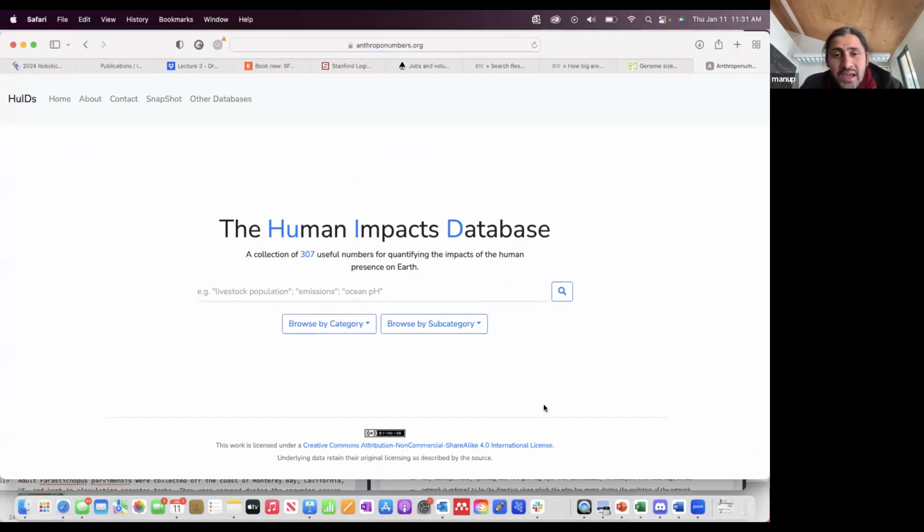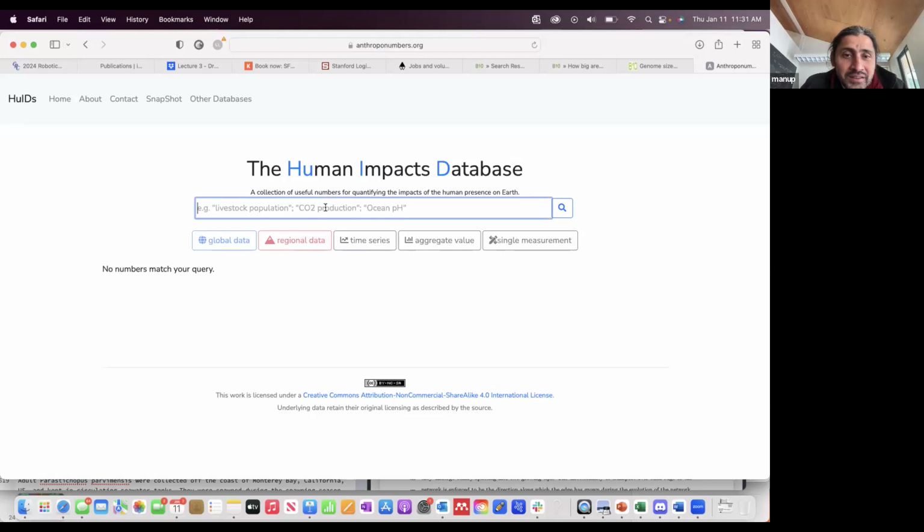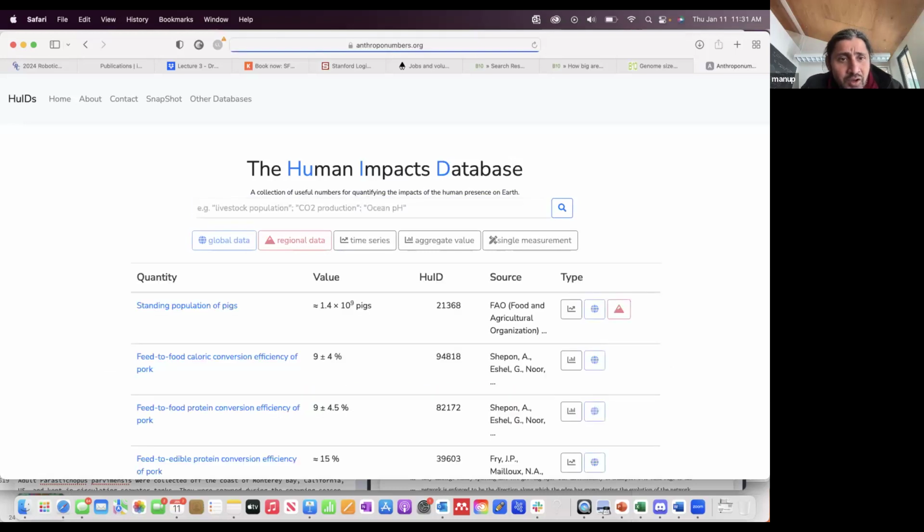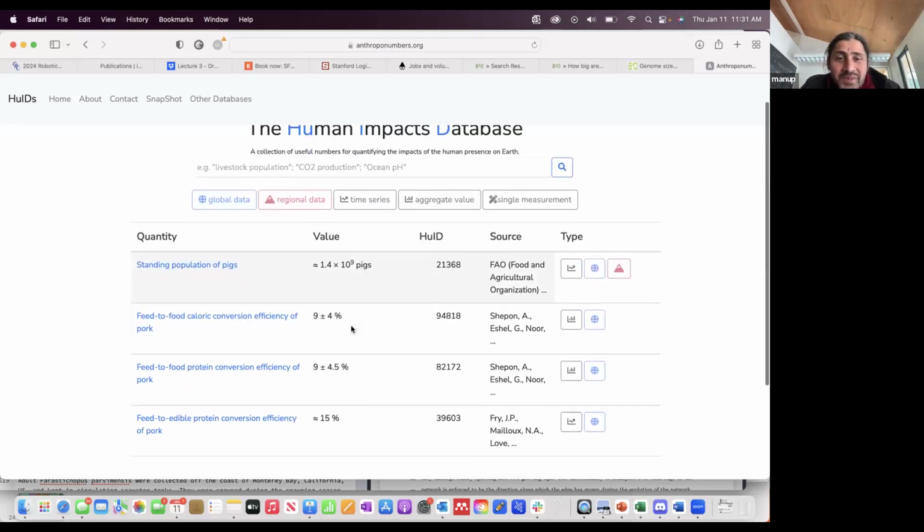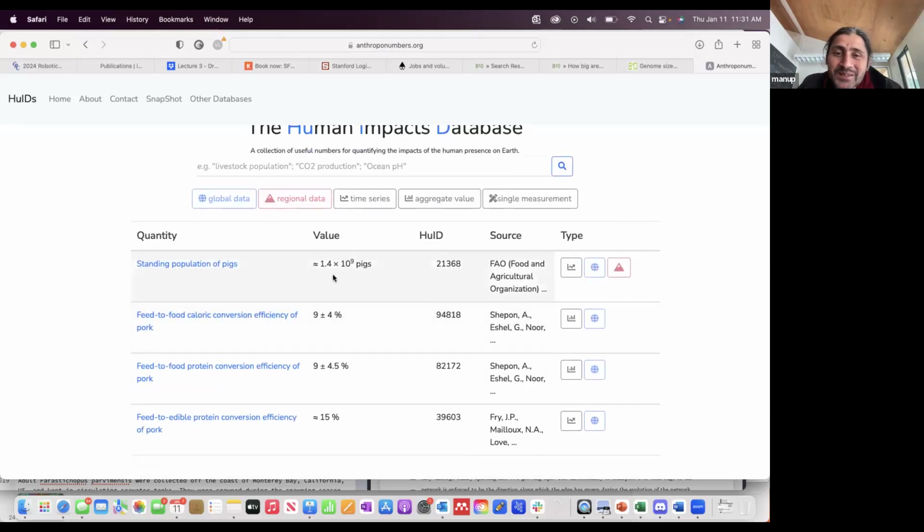It's called the Human Impacts Database. I'm going to type: how many pigs are alive today? Just number of pigs. I know, it knows about pigs. Okay, pigs. There are 10 to the power 9 standing pigs at this moment.